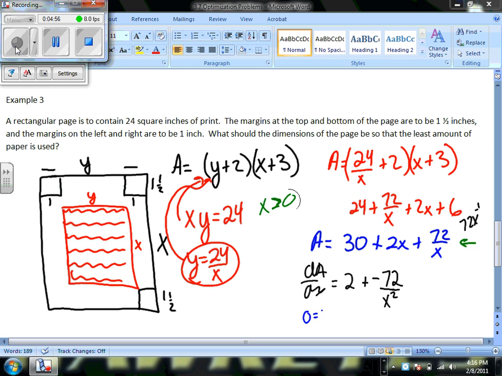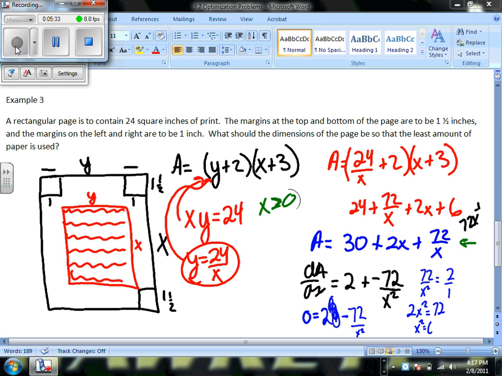So 0 equals 2, and let's make that a minus, minus 72 all over x squared. My smartboard is not cooperating with me here. I'd add my 72 over x squared over, and I have 72 over x squared equals 2 over 1. I could multiply my x squared over and divide by 2, or you can cross multiply and divide. I have 2x squared equal to 72. x squared equals 36. x equals plus or minus 6.